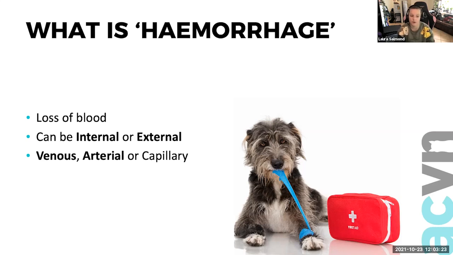When we look at hemorrhage, we can either hemorrhage from the venous system, the arterial system, or have a capillary hemorrhage. The different types of hemorrhage are going to change how much bleeding we're going to see and how critical that situation becomes and how quickly.